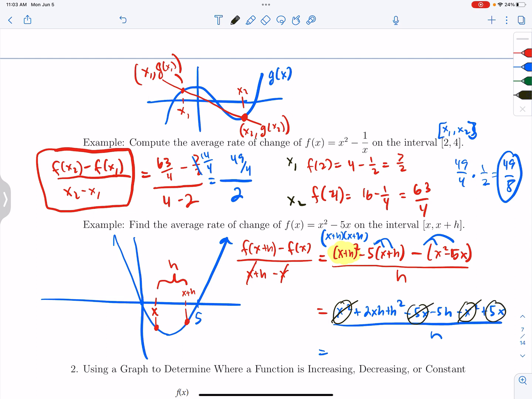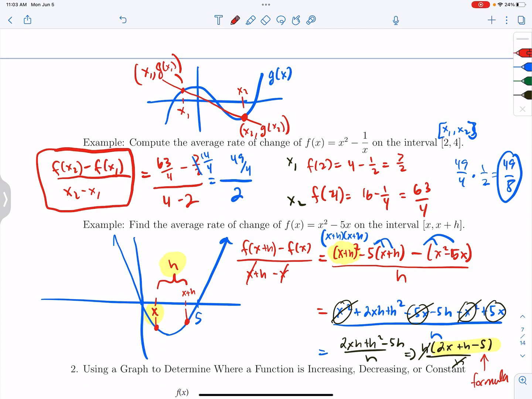And then I get 2xh plus h squared minus 5h divided by h. And what we see is I have an h in each term in the numerator. So I'm left with 2x plus h minus 5 divided by h, and those h's can cancel. So what I'm left with is, I'll just highlight it here, 2x plus h minus 5 is the average rate of change. Now this isn't a numeric value because I still have an x and an h in it. But what this is saying is if I pick an x value and then I pick some h value, for this function I could get the average rate of change. So what this really is, is a formula for the rate of change for this particular function.